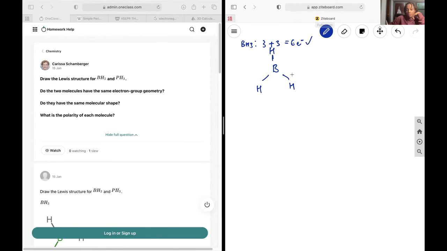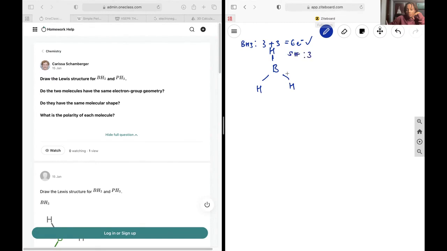Formal charges: hydrogens each have 1 bond, so 1 electron in that bond. So that's 1 valence electron minus the 1 electron they have inside of that bond, so 0. Boron is going to be the 3 valence electrons it has minus the 3 electrons it's donated to each of these bonds, so 0. And so my valence electrons are taken care of, my formal charge is taken care of. And so now I begin with the steric number.